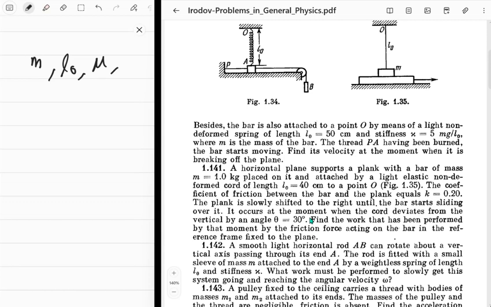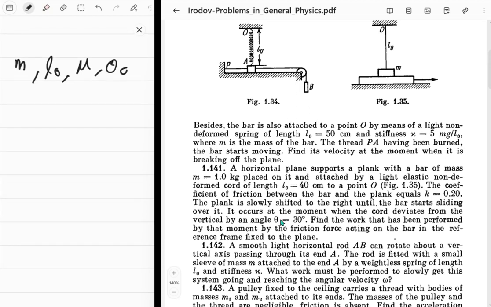The plank is slowly shifted to the right until the bar starts sliding over it. It occurs at the moment when... Oh, so when they gave us the angle theta naught at which this happens, whenever it will start sliding, they actually are giving us the spring constant using that. And we just want to find the work that has been performed by that moment by the friction force acting on the bar in the reference frame fixed to the plane.